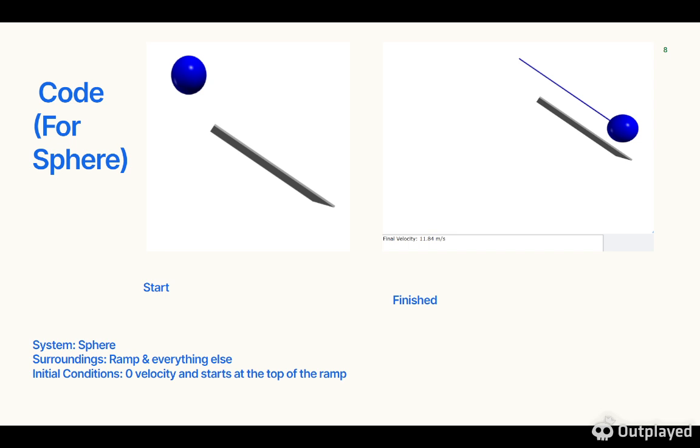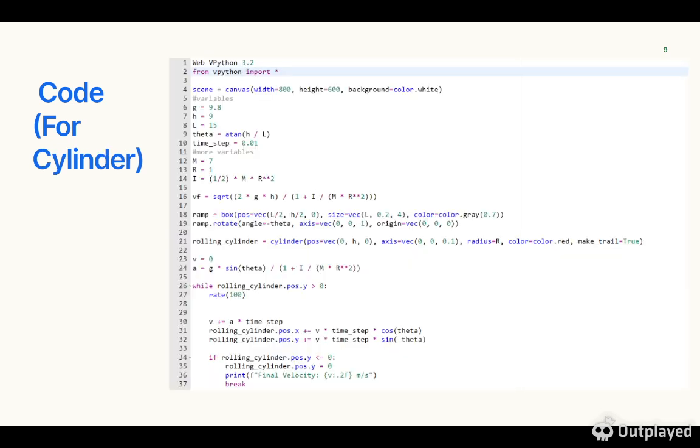The system here is a sphere, and the surroundings are the ramp and everything else. Initial conditions are that it starts at zero velocity and starts at the top of the ramp. Very similar for the cylinder, almost the same code other than the moment of inertia is altered just a little bit.